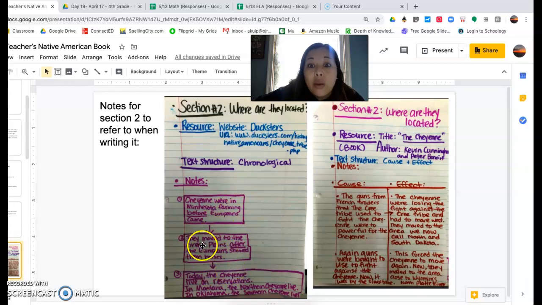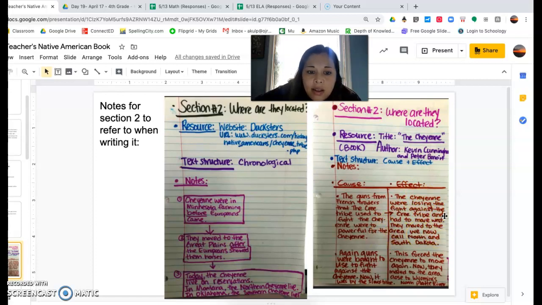So it's all about where they lived and moving from one location to the next here. And today, more recently, where they live today on reservations, the Northern Cheyenne in Montana, Southern Cheyenne in Oklahoma. Then I look at my second set of notes here from another source, and I see that it says that the guns from French traders that the Cree tribe used to fight the Cheyenne were too powerful for the Cheyenne, and the Cheyenne were losing the fight against the Cree tribe and had to move west.